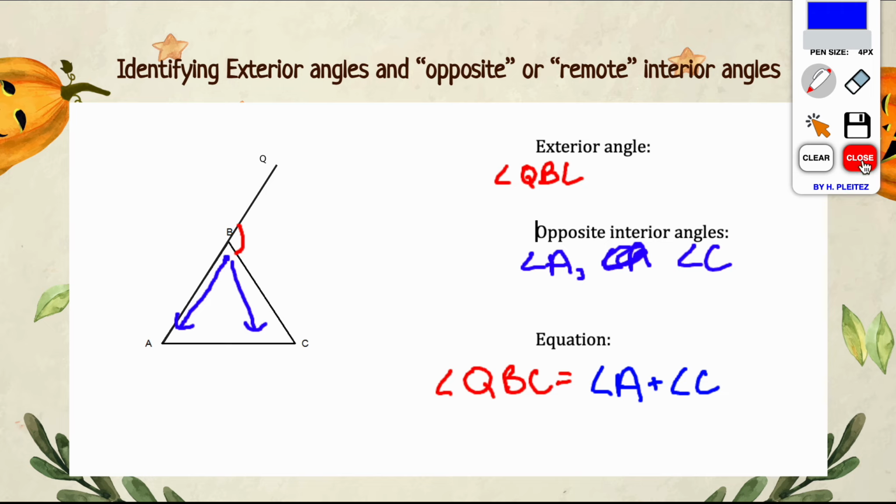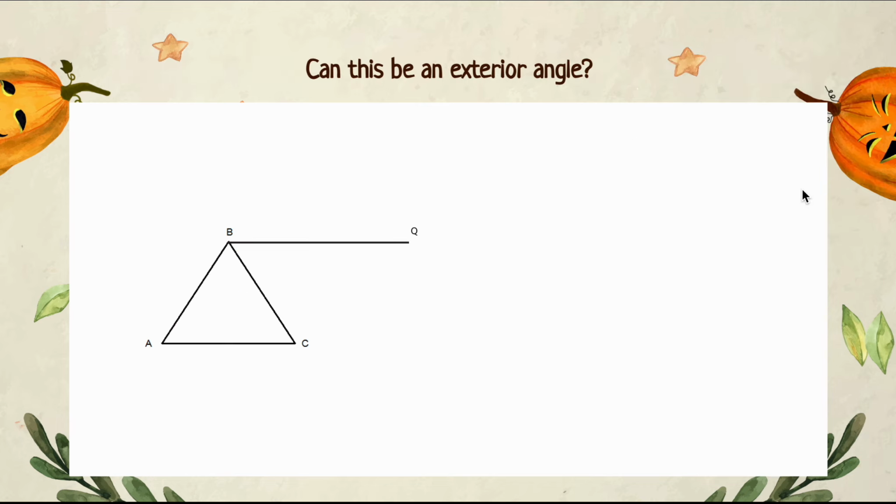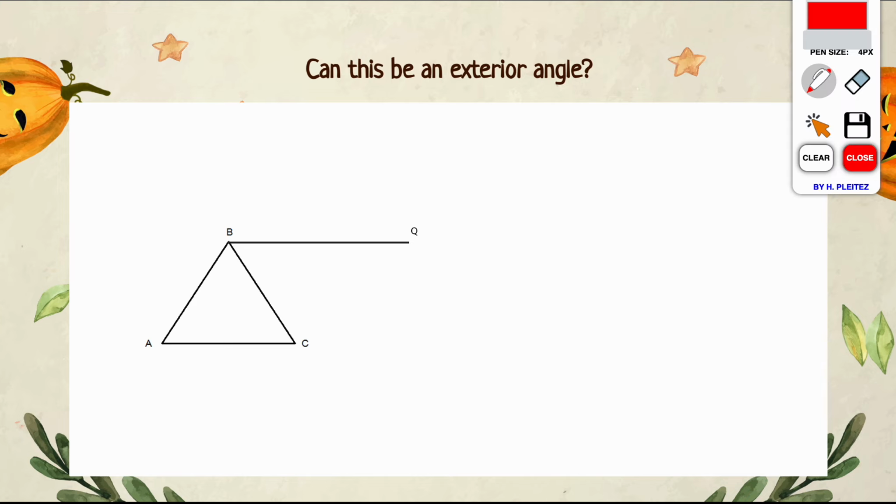Now, it's just good to get in the habit of seeing these different types of diagrams because you want to be able to identify where your exterior angles are, no matter what side is extended. Now, this is a common question that comes up. Can this be an exterior angle?